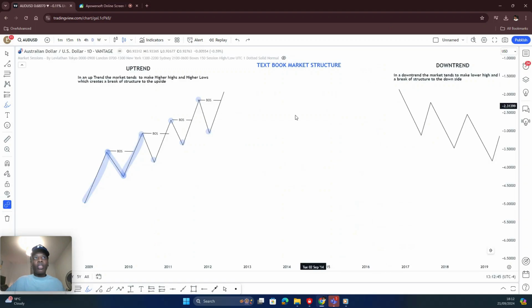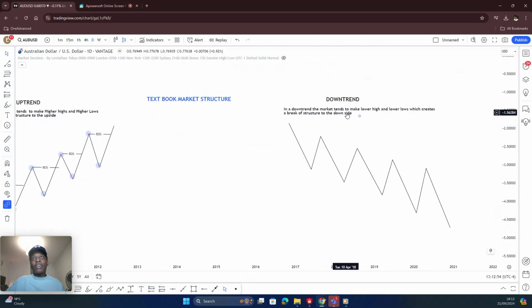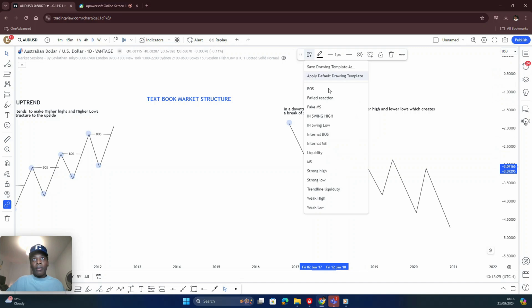And we're just going to do the same thing, but on a downtrend. In a downtrend, same explanation. The market tends to make lower highs and lower lows, which creates a break of structure to the downside, right? So this is your high and your low, and the next thing we should be anticipating is our lower high, which is here. That lower high will create a push phase, giving us our first break of structure onto the downside, right?